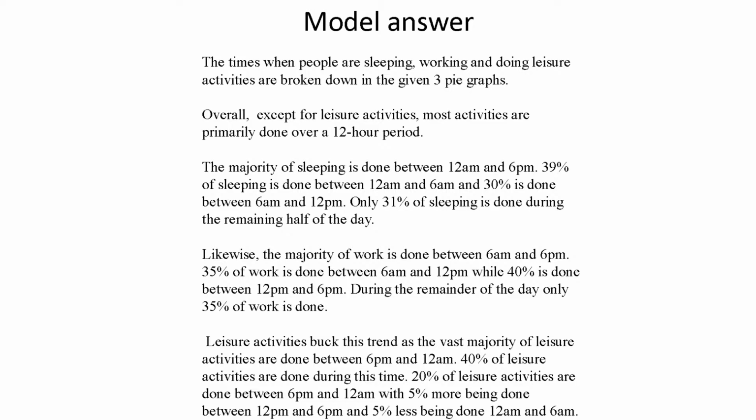Leisure activities buck this trend, as the vast majority of leisure activities are done between 6 p.m. and 12 a.m. 40% of leisure activities are done during this time. 20% of leisure activities are done between 6 p.m. and 12 a.m., with 5% more being done between 12 p.m. and 6 p.m., and 5% less being done 12 a.m. and 6 a.m.